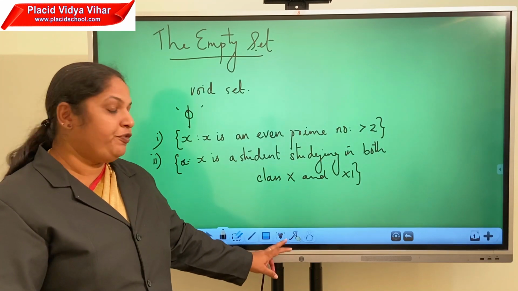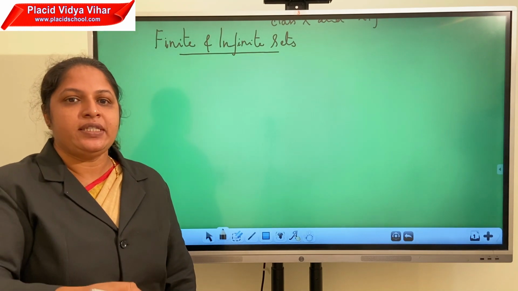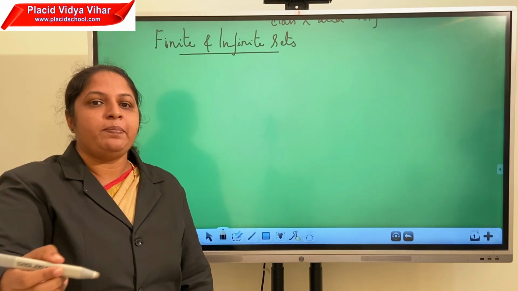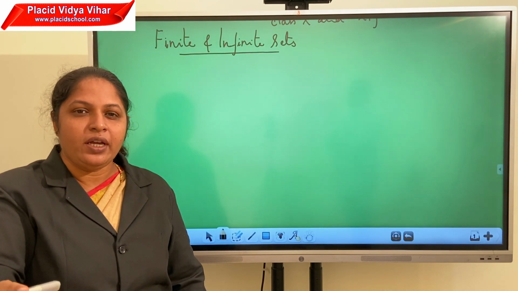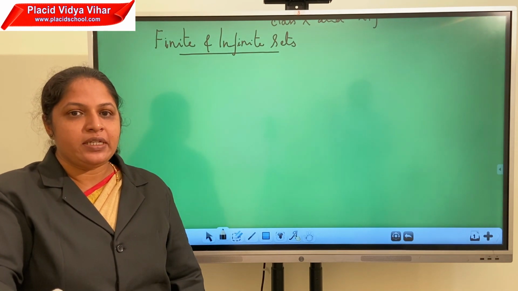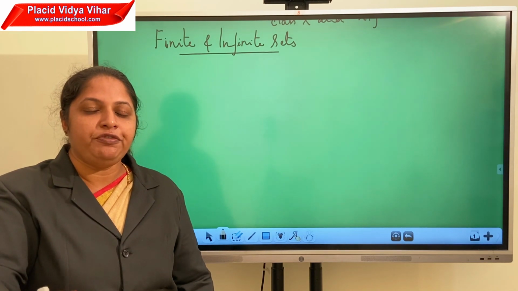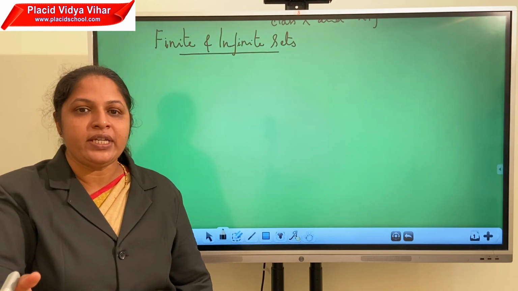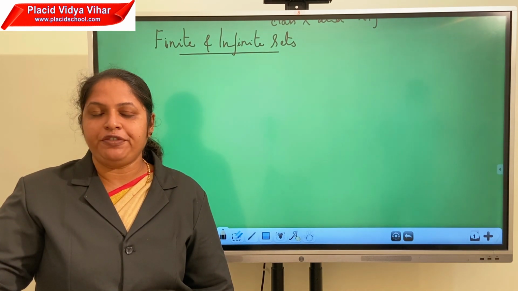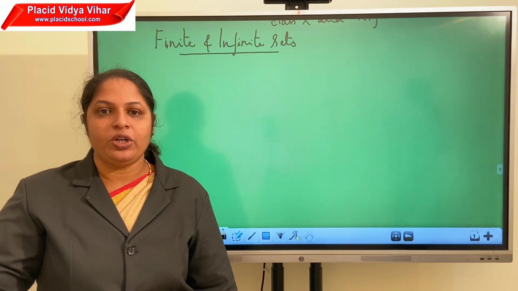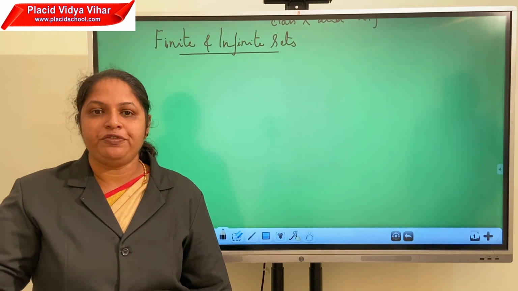Now next heading, finite and infinite sets. The word finite means countable, a definite number of elements. So a set which contains a countable number of elements is known as a finite set, and all other sets which contain infinitely many elements are known as infinite. A set which is empty or consists of a definite number of elements is called a finite set. Otherwise, the set is called infinite.